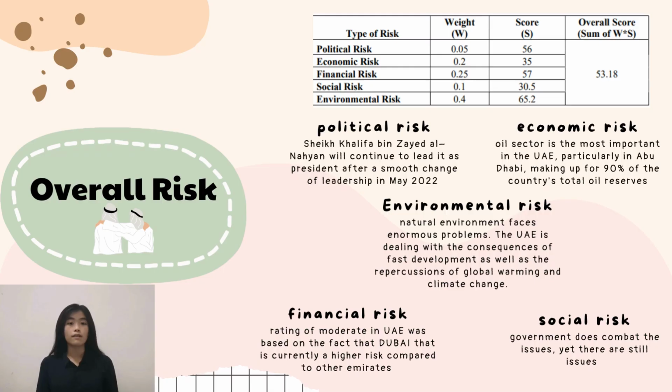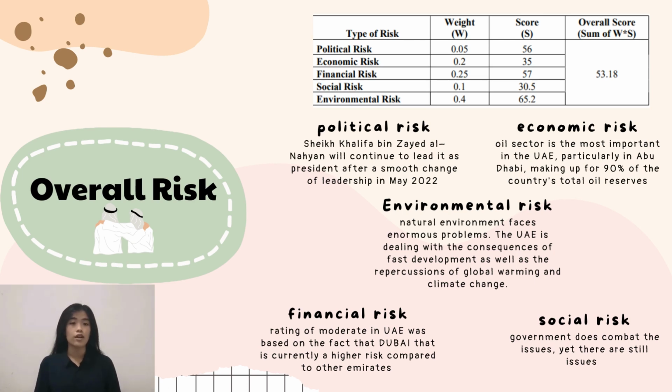Now we'll be moving to the last part, which is the overall risk, and we can see that the total score for each risk is different and different weights have also been assigned. For the first one, which is political risk, the weight assigned was 0.05, which is the lowest because throughout the years 2023 to 2027, in the prediction period, the United Arab Emirates will remain politically stable and Sheikh Khalifa bin Zayed Al Nahyan will continue to lead as the president of the UAE after a smooth change of leadership in May of 2022.